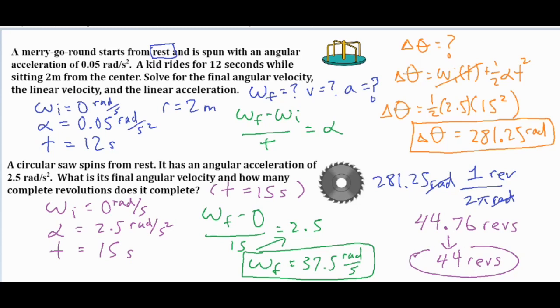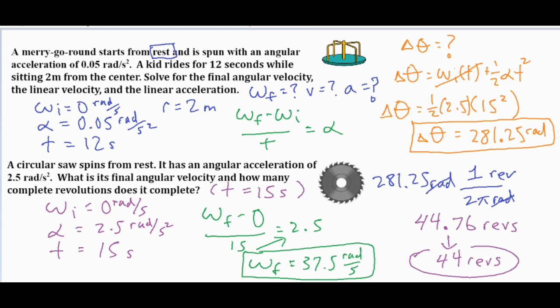All right, so we know how many radians our saw has spun through: 281.25 radians. And all we have to do is one little conversion from there, because we know that there are 2 pi radians per circle, or per revolution. So we did a quick conversion, got our radians canceled, and turned that into revolutions by taking our answer of 281.25 and dividing by 2 pi. And we got an answer of 44.76 revolutions.